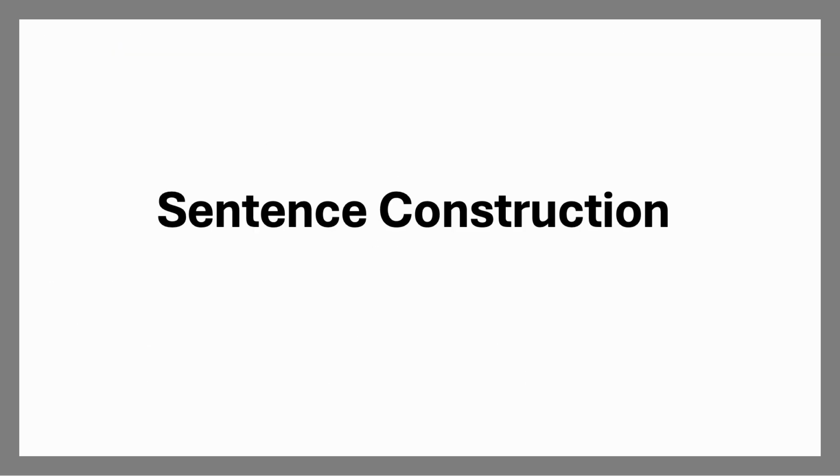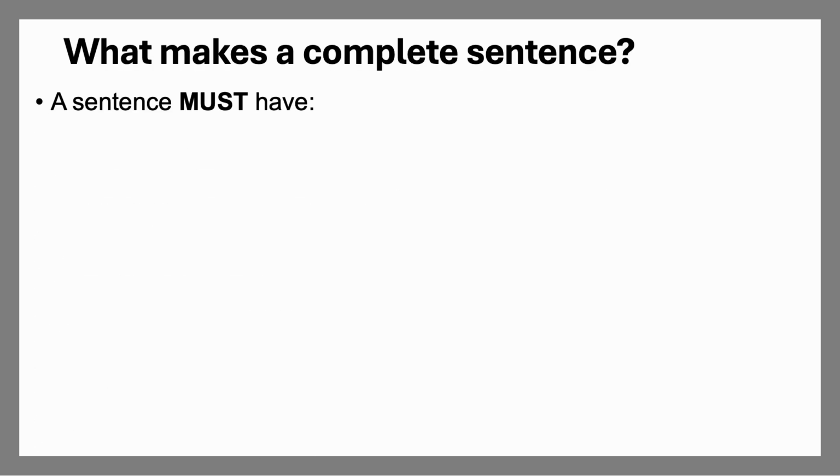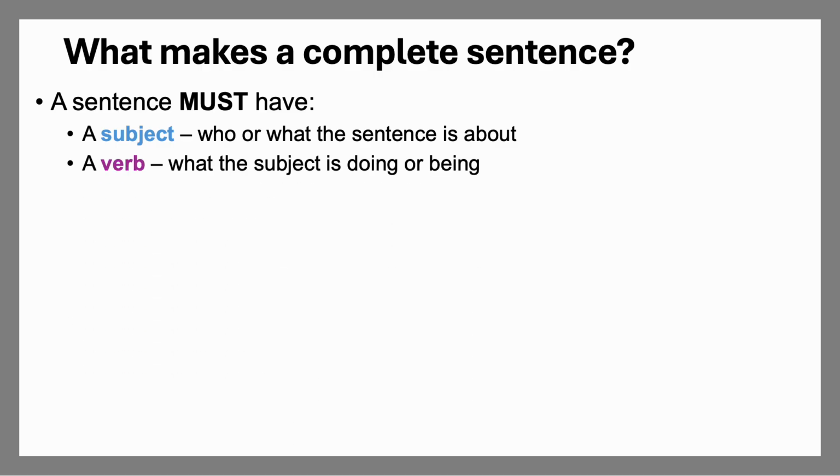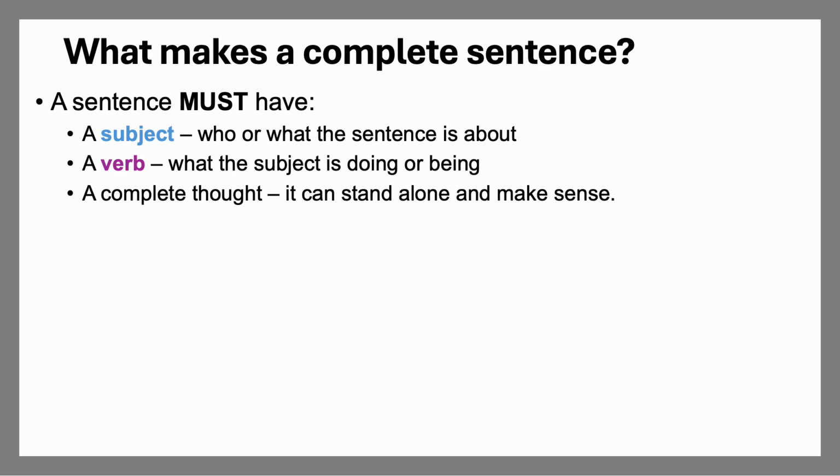So sentence construction. In order for us to be able to answer these questions, we need to understand how you can construct a sentence and the rules that entails. So first, let's take a look. What makes a complete sentence? A sentence must have a subject, so who or what is the sentence about? A verb, what the subject is doing or being. A complete thought, and it can stand alone and make sense. If you have these components, it is a complete sentence.